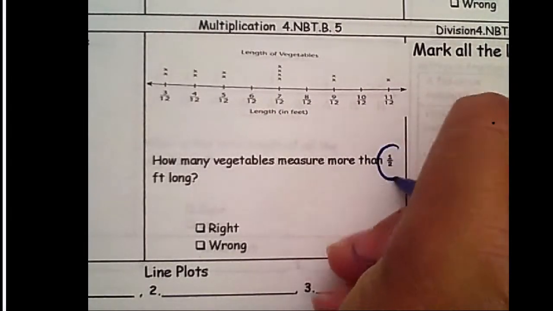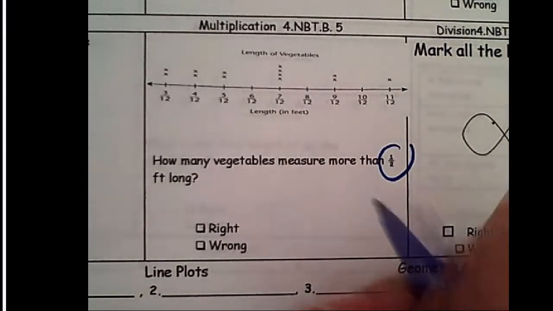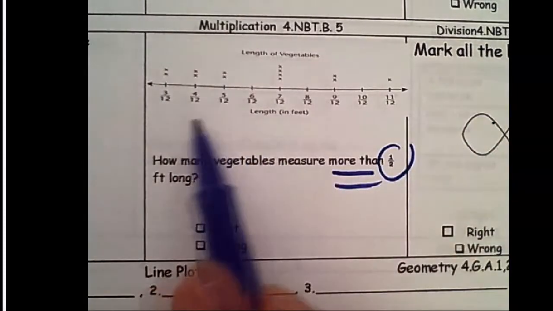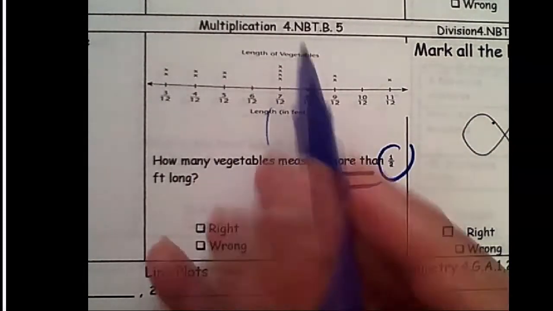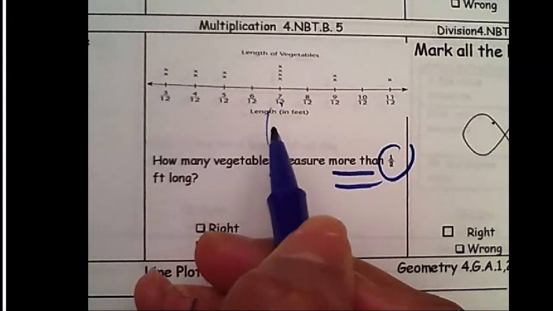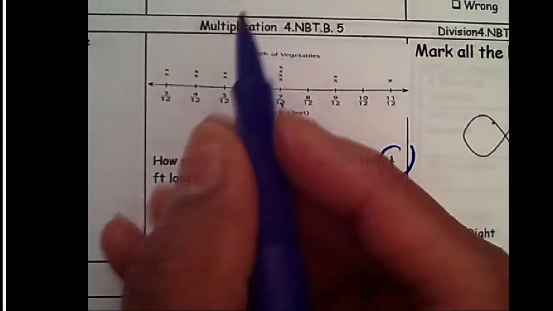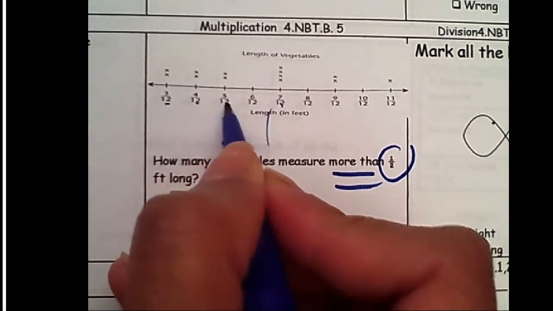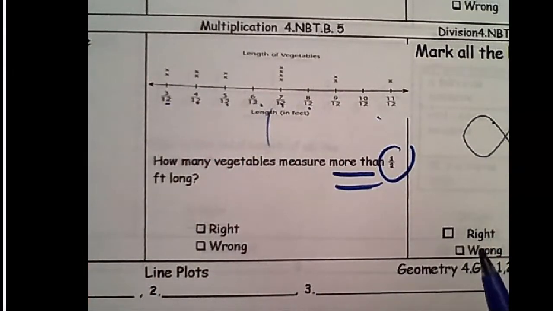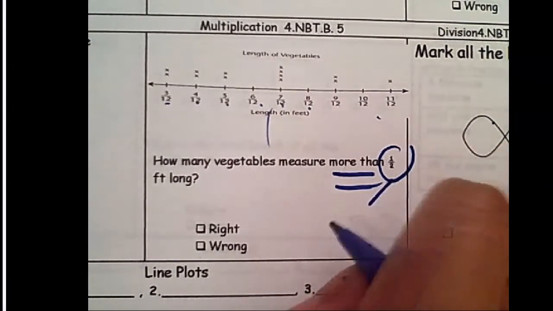So we're looking for all the vegetables more than half a foot long. This is the same line plot as yesterday. Yesterday we found all the vegetables that were 7/12, but it's saying more than a half. So I'm noticing that we're working with a denominator of 12. So I want to ask myself, what is half of 12? Half of 12 is 6.